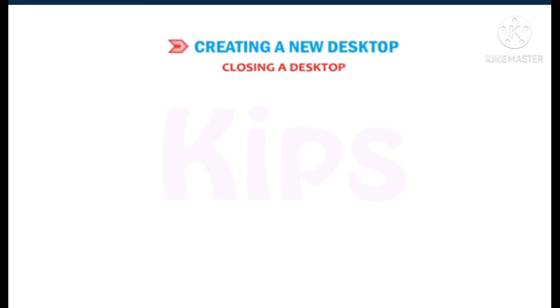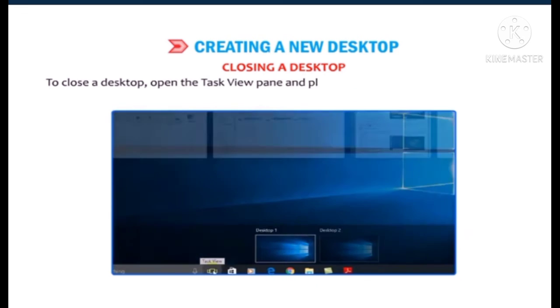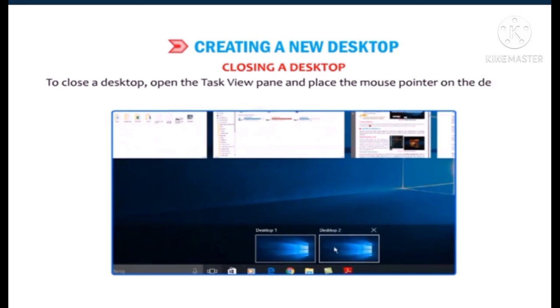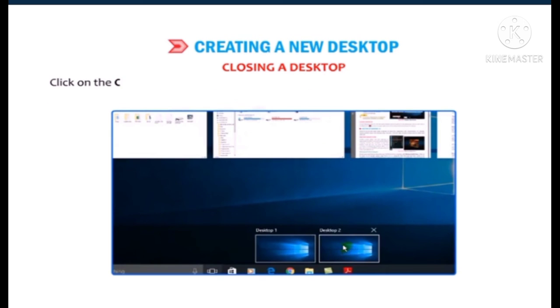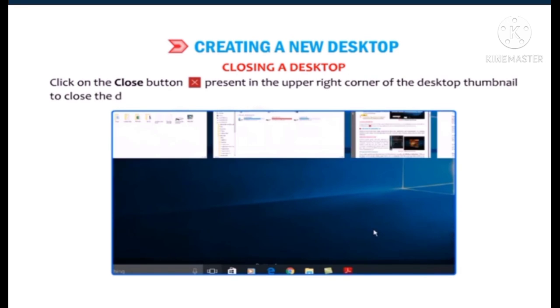Closing desktop. To close a desktop, open the Task View pane and place the mouse pointer on the desktop you want to close. Click on the Close button present in the upper right corner of the desktop thumbnail to close the desktop.